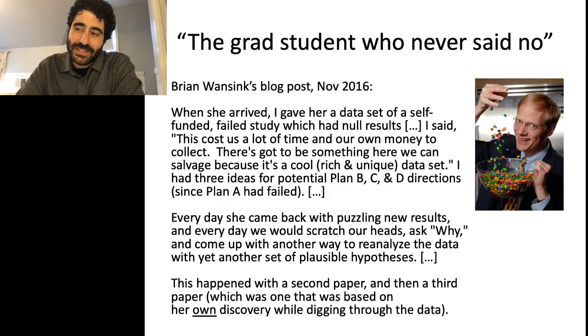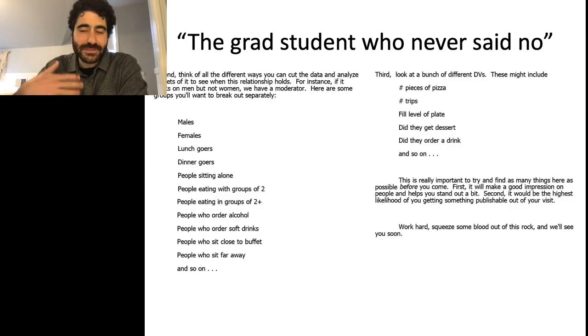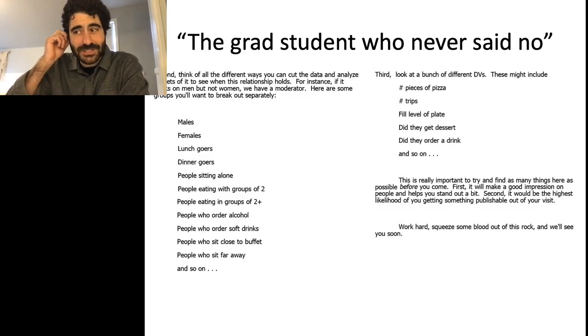So this led to a bit of a scandal. There was a big investigation. A bunch of emails got released, which you could see online. So, for example, there's emails with Brian's correspondence with his students saying things like, think of all the different ways you could cut the data and analyze subsets of it. So maybe if we don't see an overall effect, maybe we could look for an effect just in males or just in females or just people that are coming to lunch or dinner.